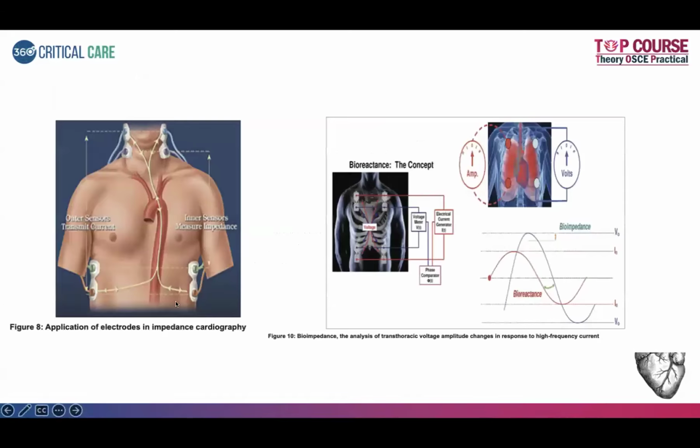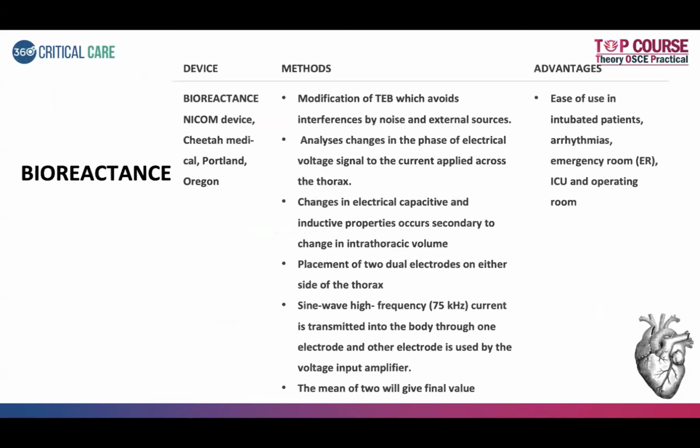So as I told you, there are innermost electrodes, there are outermost electrodes, which sense the motion of the blood using the electrical concept as well as the motion concept. Based on the algorithm, we are getting the cardiac output. It is the same in reactance also. It is just a modification of the impedance, which avoids the interferences by noise and the external sources.